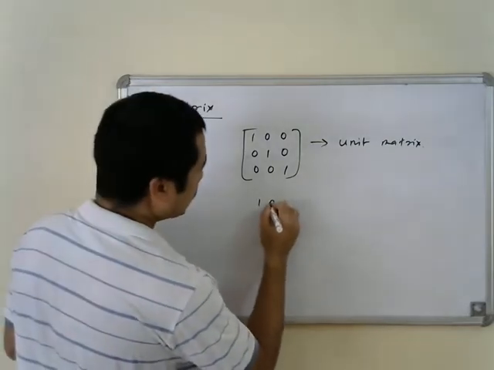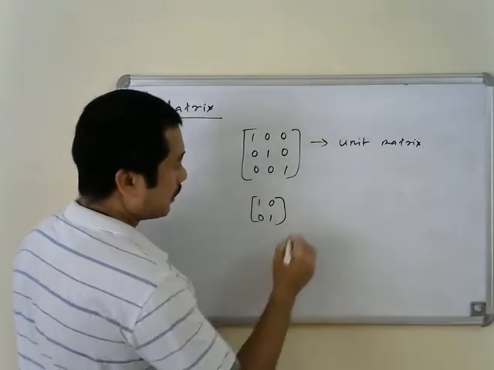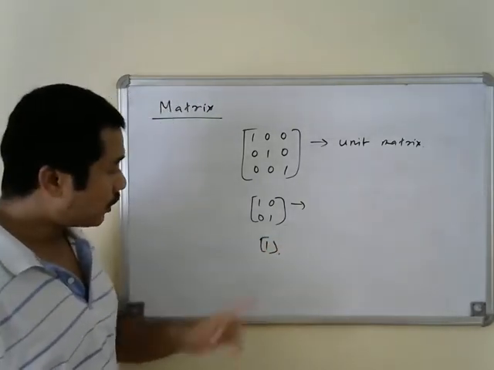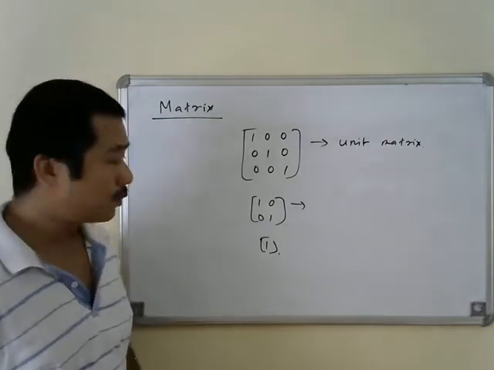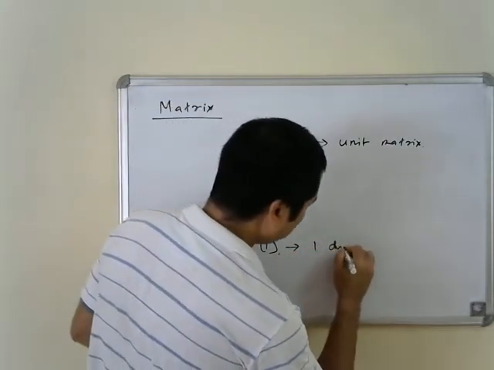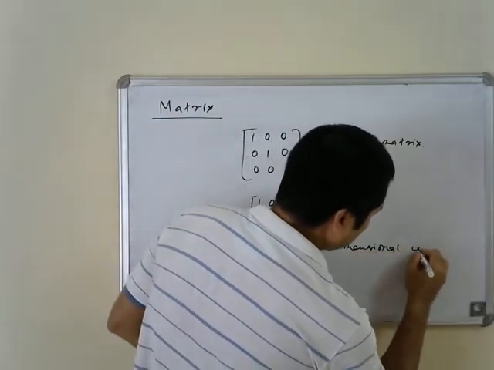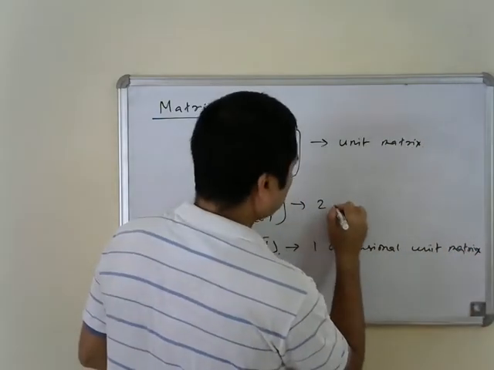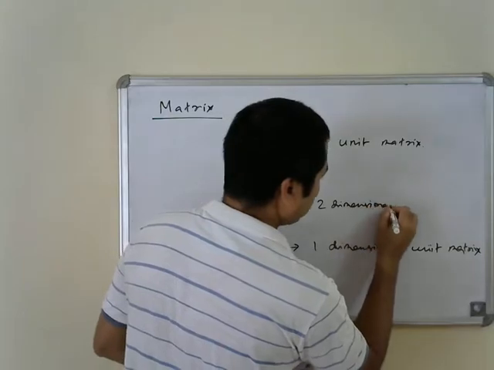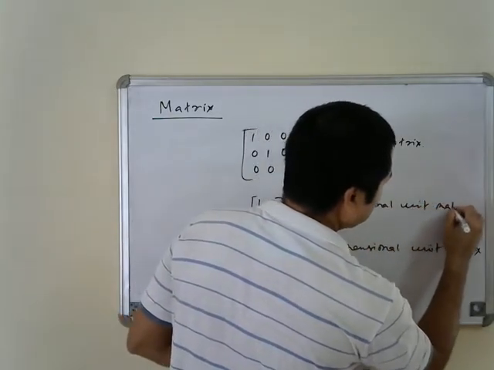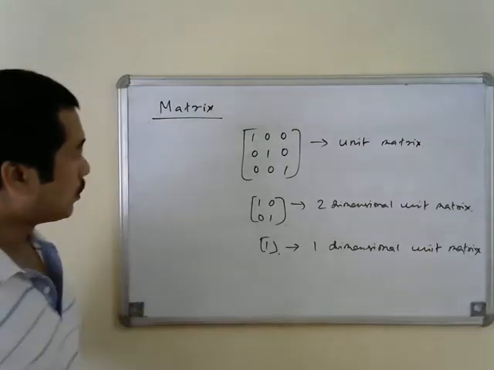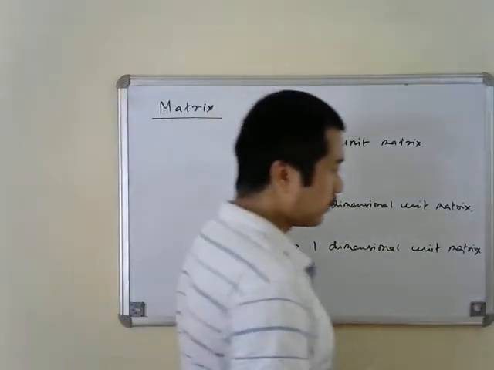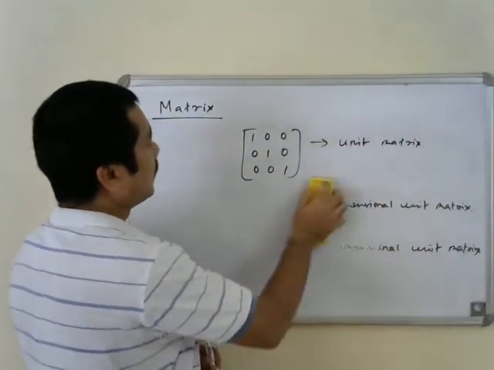We can also write a 2-dimensional unit matrix. This is a 1-dimensional unit matrix for which the only element, which is the diagonal element, is equal to 1. So this is the 1-dimensional unit matrix. This is the 2-dimensional unit matrix. So now we see different kinds of matrices, or the definition of different matrices that are useful for our purpose here.